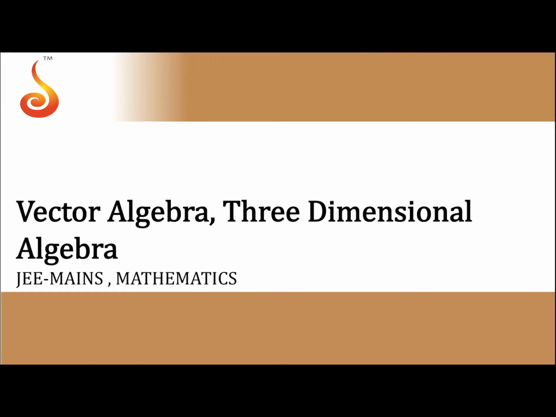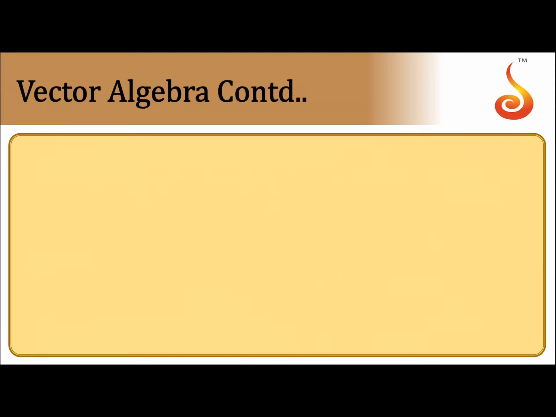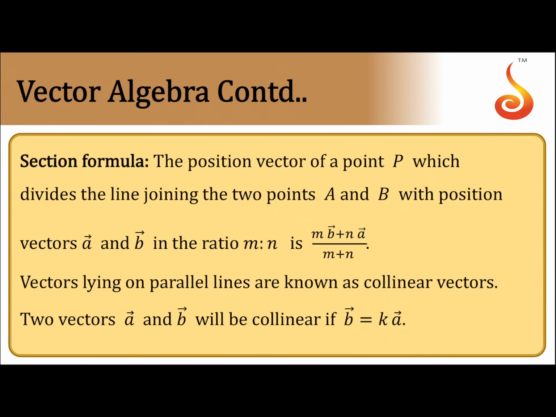Let's come to vector algebra and three-dimensional coordinate geometry. A physical quantity which has both magnitude and direction is called a vector. Otherwise, a physical quantity which has only magnitude is called a scalar. Suppose A is a vector whose components are x, y, z. Magnitude of A is equal to root over x² + y² + z².